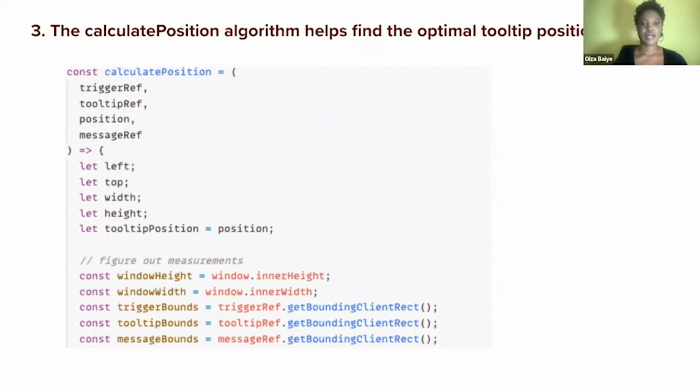Okay, let's look at calculate position. So it accepts the refs that we defined, and it also accepts the developer chosen position as props. It then figures out the dimensions for the window, as well as the message and tooltip and trigger, because all of that will determine where the tooltip will go in the end.